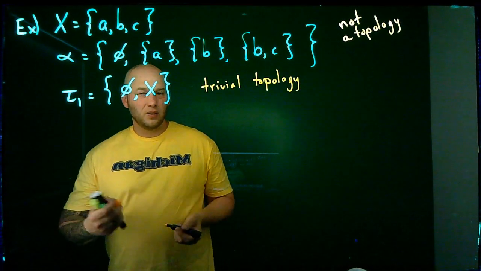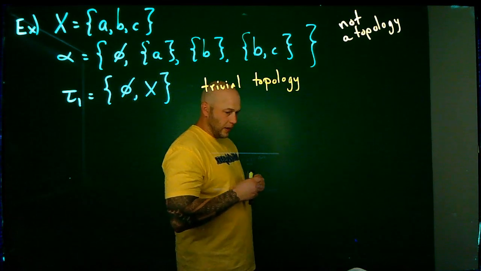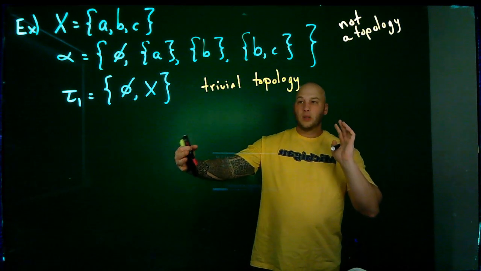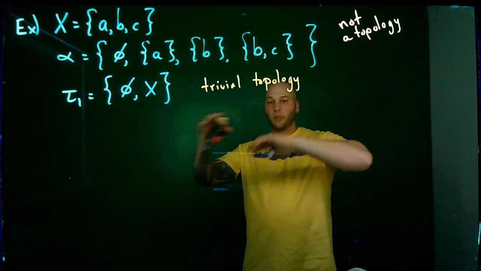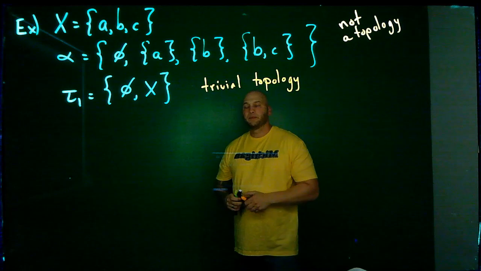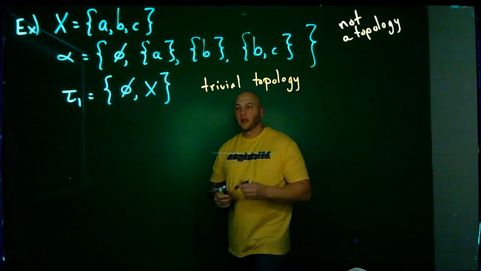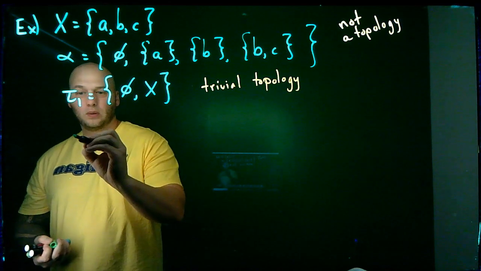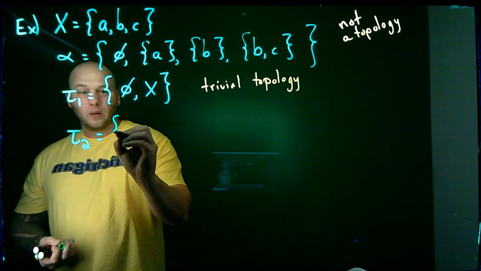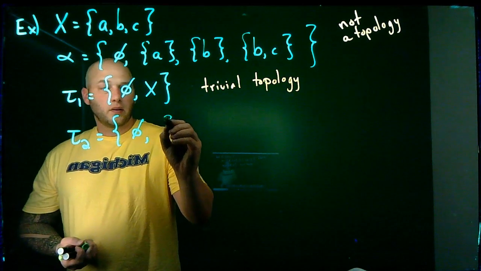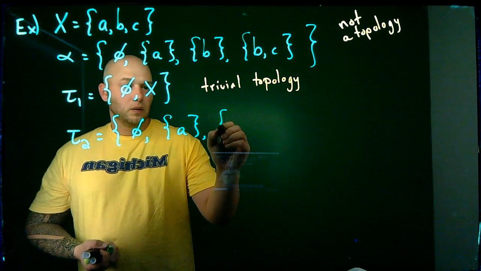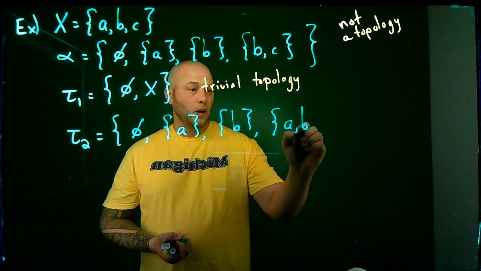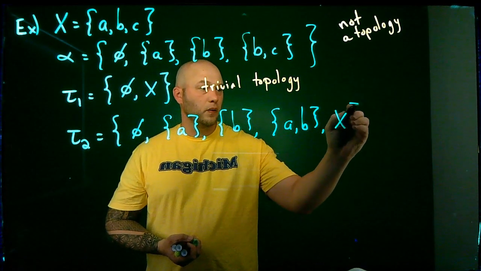So not a particularly interesting example, but a lot of times in mathematics, no matter what the concept is, we like to look at the extremes of what's the smallest or the biggest or the most that we can get out of something. So again, tau 1 is the trivial topology. Tau 2, all right, let's say I've got the empty set. Let's say I've got the set containing A, set containing B, and the set containing AB along with X itself.